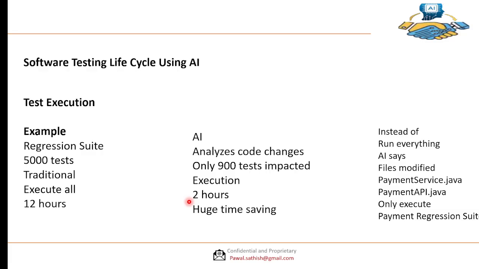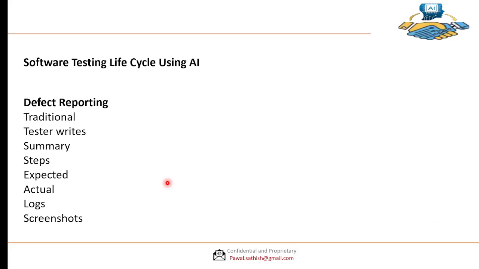So now here you can see the huge time saving. Because of AI, we are executing only the tests for the files we have modified. Earlier, for regression we were taking 12 hours, but because of the AI suggestions, we are moving to 2 hours. Instead of running everything, we go ahead with whatever the AI says based on the files modified, and it's a huge time saving. That way, we can use AI in test execution.